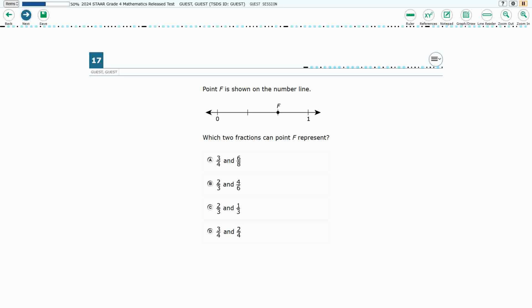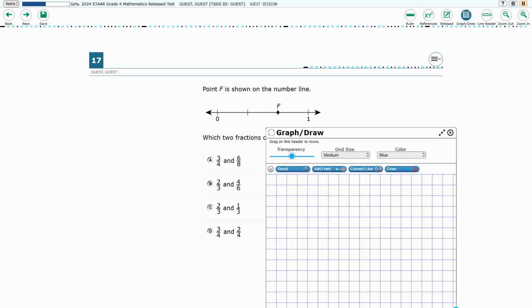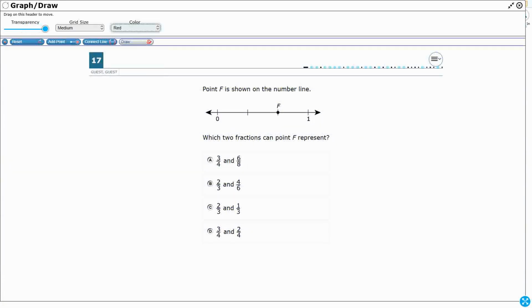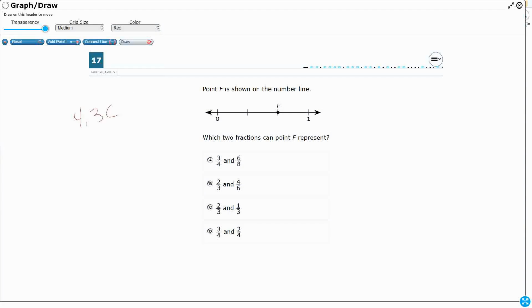So for number 17, we are looking at point F here, and it is asking us to find equivalent fractions, and that is going to be 4.3C. This point F represents two fractions. Well, first off, we should say 1, 2, there's 3 spaces, so I'm going to write this in thirds. 0 thirds, 1 third, 2 thirds, 3 thirds.